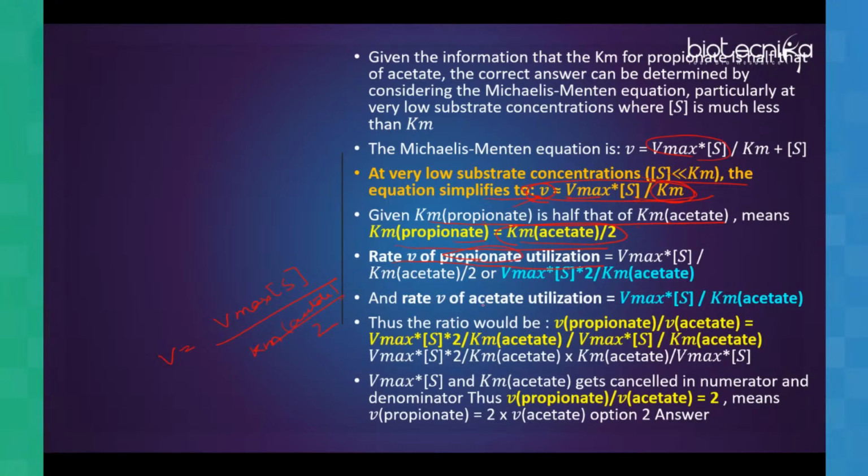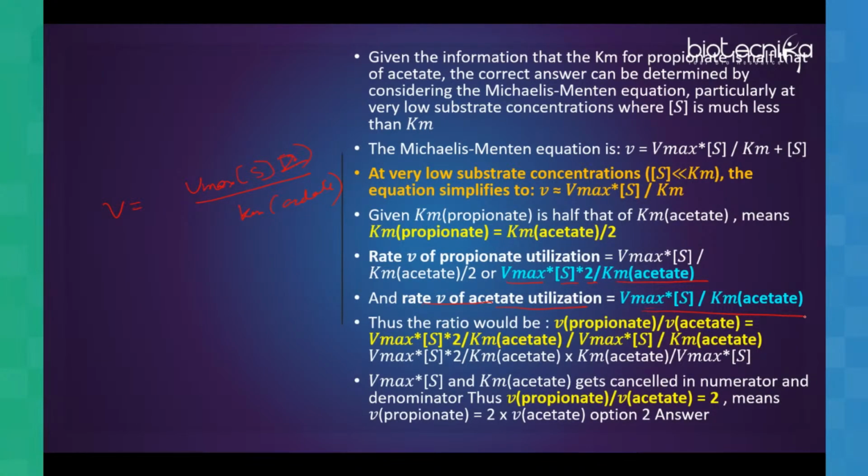Okay, so if you simplify this entire thing, the rate v, you will get Vmax into S into 2 divided by Km of acetate. So basically for propionate, you will be getting Vmax into S into 2 divided by Km of acetate. Okay, now the same thing you have to calculate for the rate v of acetate utilization. Okay, so acetate utilization will be the same way.